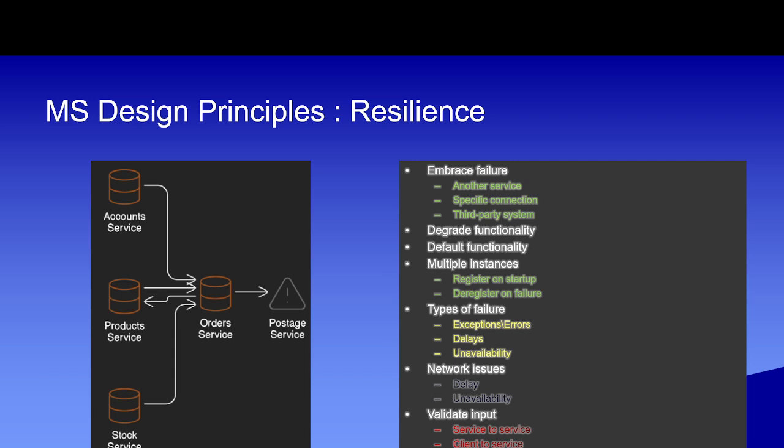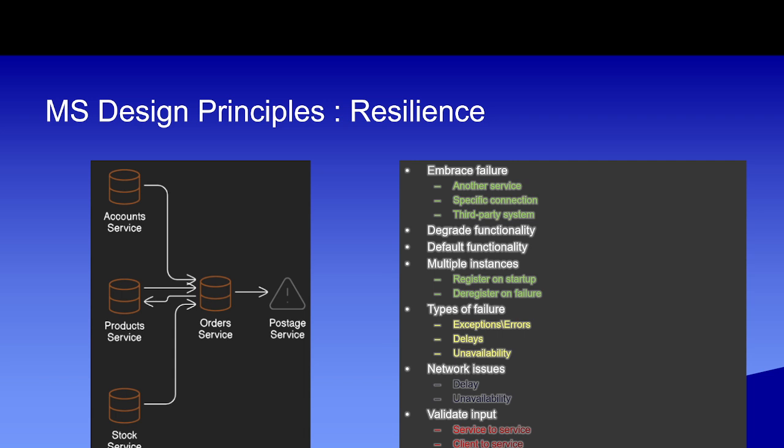instead of retrieving it from the postage microservice. Another way of making a microservice more resilient is by having multiple instances of the microservice. They register themselves at startup, and if any of them fail, they deregister themselves. So our system, or our load balancer, is only ever aware of fully functioning microservices.